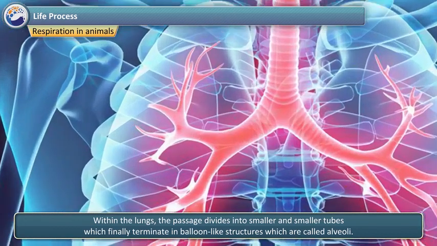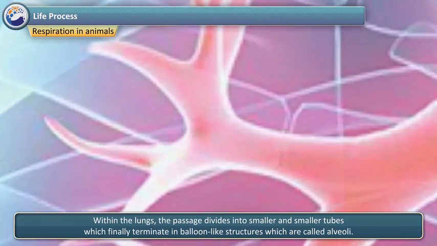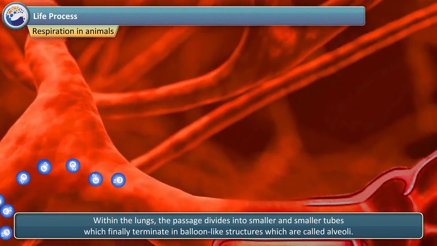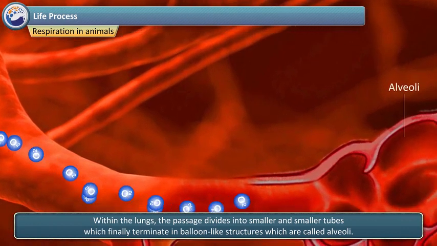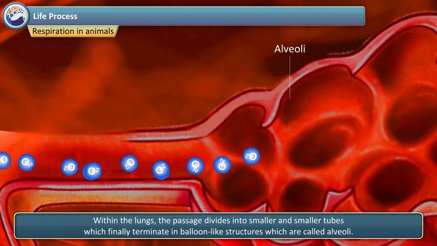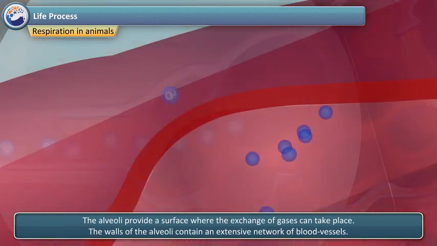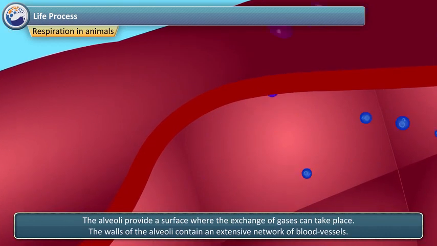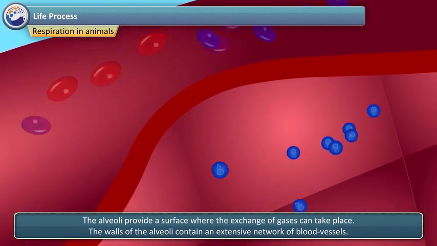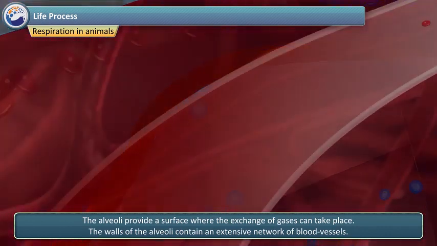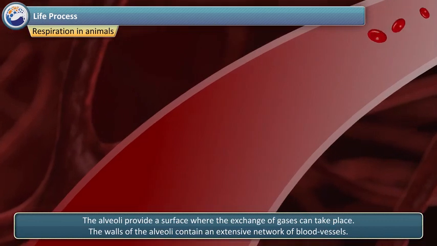Within the lungs, the passage divides into smaller and smaller tubes, which finally terminate in balloon-like structures, which are called alveoli. The alveoli provide a surface where the exchange of gases can take place. The walls of the alveoli contain an extensive network of blood cells.